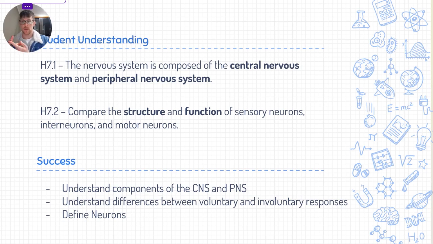It's about understanding key structures of the different types of neurons or nerve cells and the function of those nerve cells, because while they work in a similar way, you want to be able to distinguish between them and why they look the way that they do and how that suits their function. Also, you want to be able to understand the different parts or components of the central nervous system and the peripheral nervous system, and understand the differences between voluntary and involuntary responses.